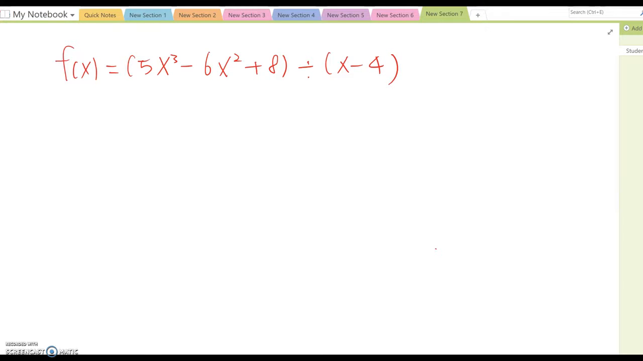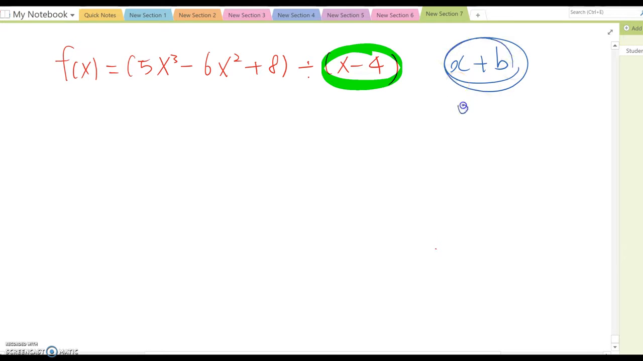Before using synthetic division, you need to check whether the divisor is just in the x plus b form. It can be x minus b form as well, as long as the coefficient of x becomes 1. That's the key point here. Now we are taking the coefficients, so 5, negative 6, and 8, right?